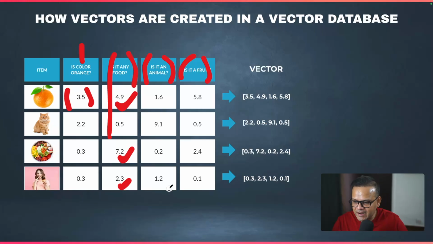Is it an animal? 9.1 for cat, because this is the closest thing that we have to an animal. When it comes to orange, it's not close to the animal. And similarly, when it comes to, say, is it a fruit, then yes, the highest one is your orange, and the closest to it will be the food items, because it might have some fruits in it.